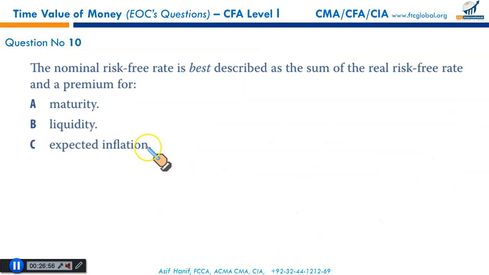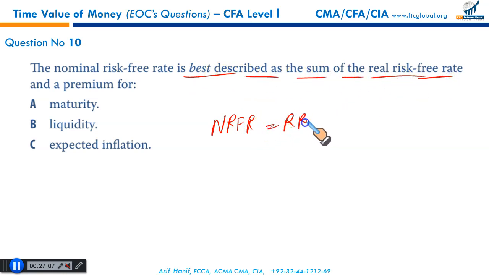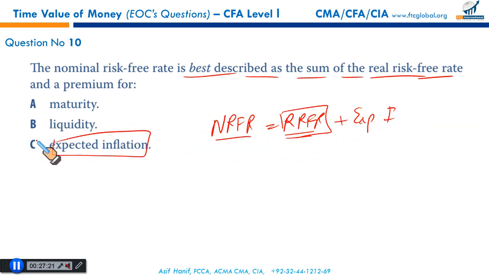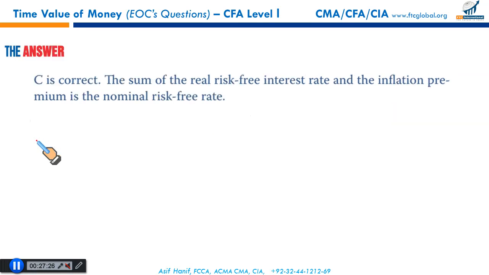Next, the nominal risk-free rate. Nominal risk-free rate is best described as the sum of real risk-free rate and what? Nominal risk-free rate is real risk-free rate plus expected inflation. I'm sure you would have read the theory. It's simply nominal risk-free rate is the sum of the real risk-free rate plus expected inflation. And then we have maturity and liquidity premiums added to find the required rate of return. It was quite a straightforward question.